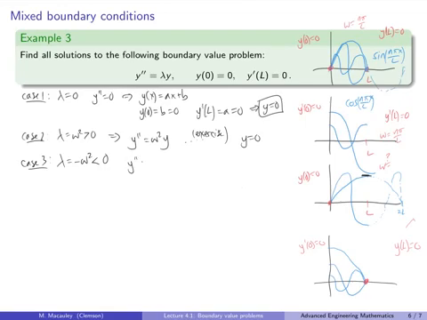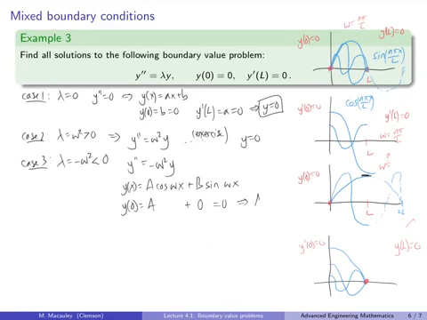So now we have y double prime is negative omega squared y, and we have y of x is a cosine of omega x plus b sine of omega x. Okay, so now what? Let's do what we did before. Let's plug in 0. We expect that, as in here, that's going to kill off the cosine waves. And indeed, y of 0 equals a times 1 plus b times 0 equals 0.